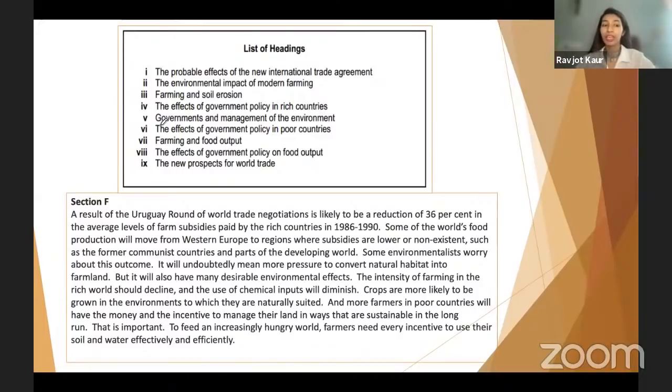Thank you, everyone. So let's go on and move to section F, paragraph F. So for this one, I will still give you 1 minute to do this. And let's see what is the correct option that you choose.